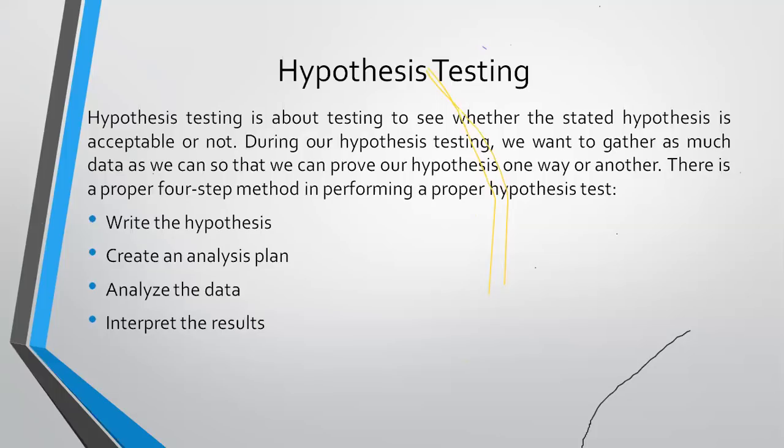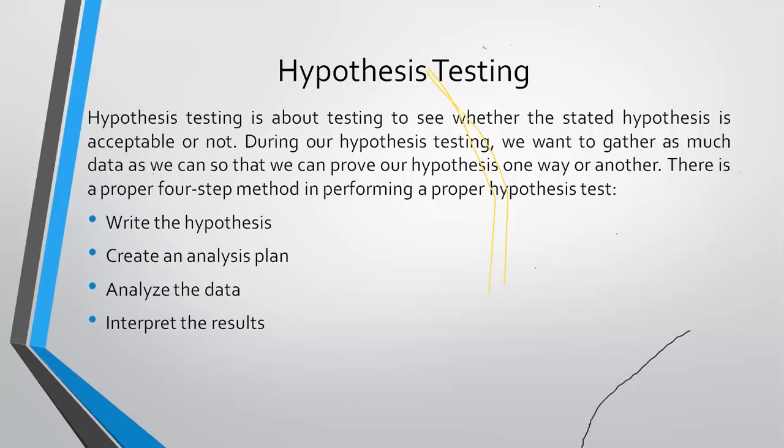There are different steps involved in hypothesis testing. The first thing you do is you write out the hypothesis. If you want to give your analyst your data to test, you must write out your hypothesis and give it to the analyst. Then you create an analysis plan. The analyst will analyze your data for you and will give you the interpretation of the data based on the information you have given your analyst.